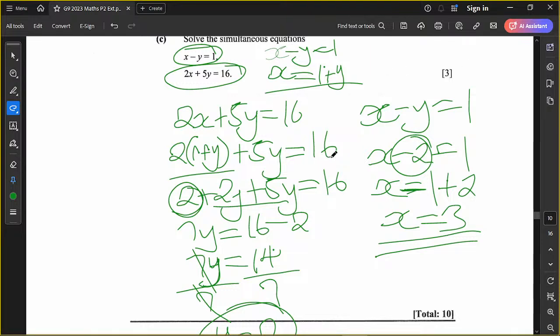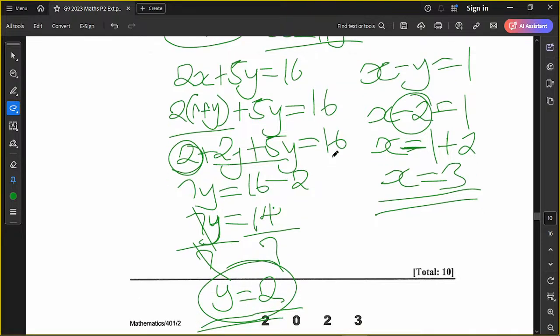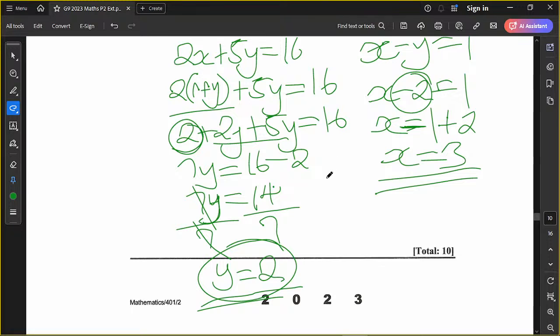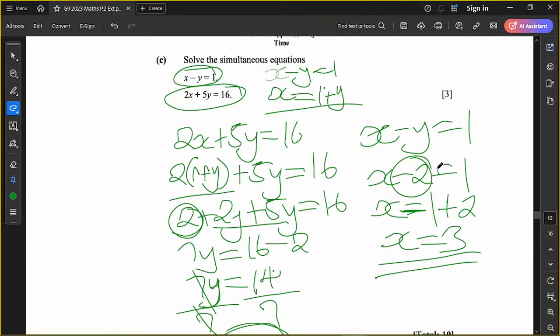You can try these numbers by putting them in any of the equations. You'll find that the answers will balance the equations. So y is equal to 2 and x is equal to 3. Basically, that's how you solve these equations.